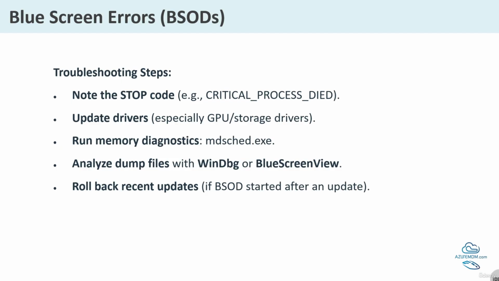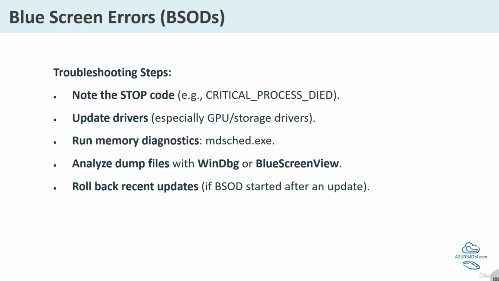Number 4, analyze dump files with WinDbg and BlueScreenView. As we have discussed earlier, Windows saves crash details in dump files, like a black box recorder. Tools like WinDbg for techies or BlueScreenView for simpler use read these files to pinpoint the problem. They will show what driver or program likely caused the crash so you can fix or uninstall it.